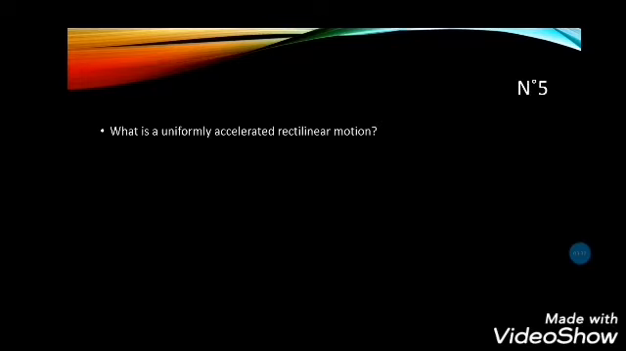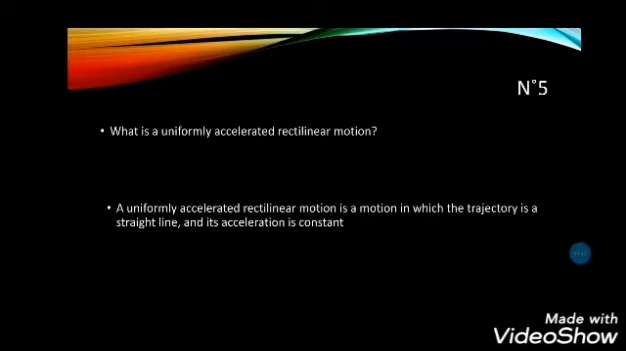Number 5. What is a uniformly accelerated rectilinear motion? So a uniformly accelerated rectilinear motion is a motion in which the trajectory is a straight line and its acceleration is constant. I also have two conditions, but this time the second condition isn't about speed, it's about acceleration. The acceleration is constant.